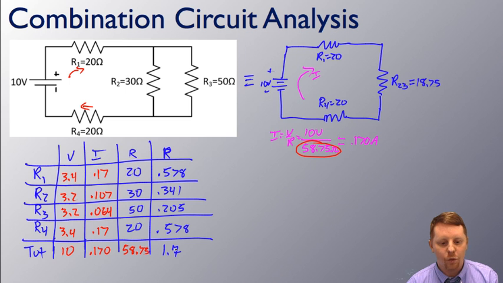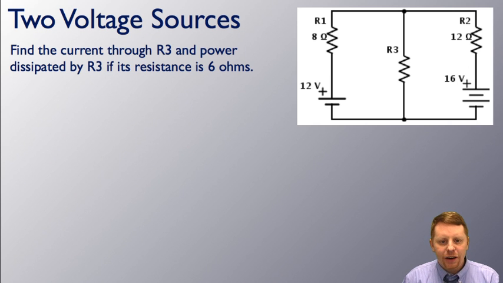Let's take a look at one more. Here we're looking at a problem with two voltage sources. We've got a 12-volt supply here and a 16-volt supply here. That's going to make things a little bit more complicated, but still certainly doable. So let's start out by defining a couple items.